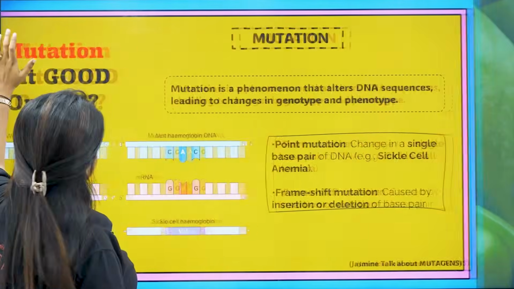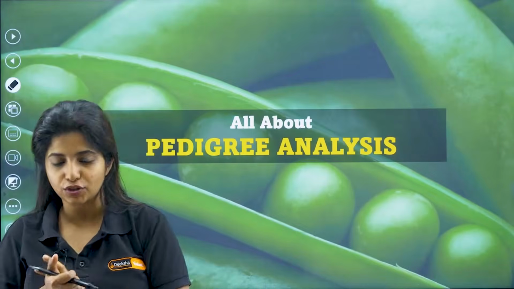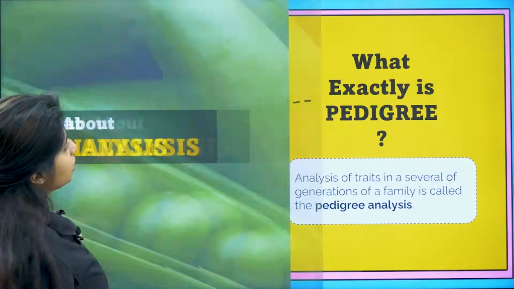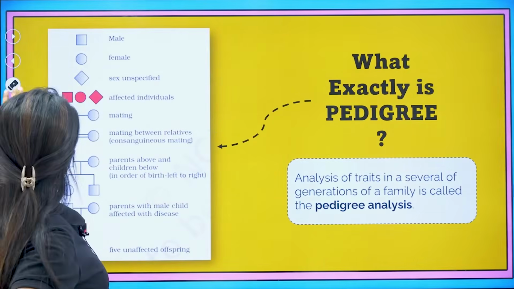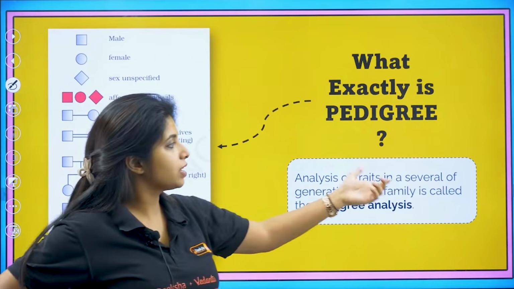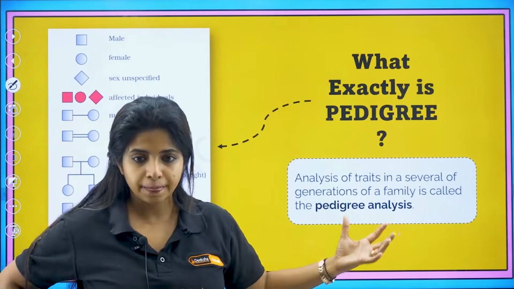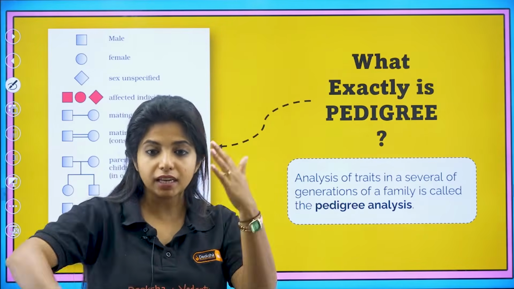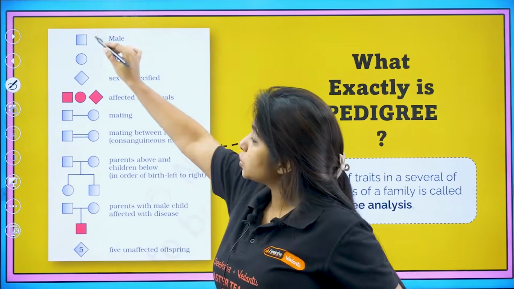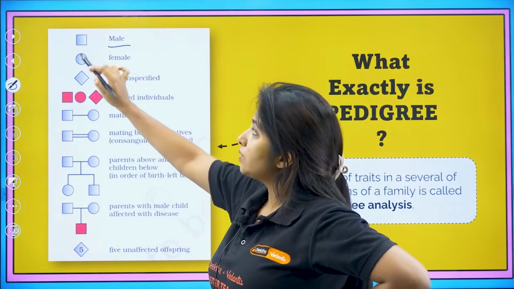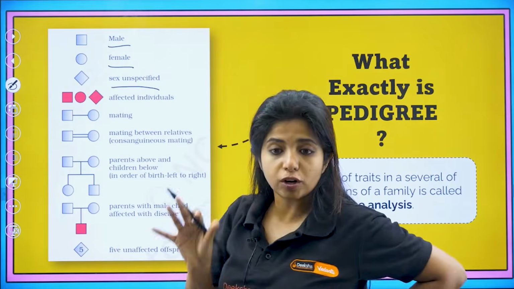Okay, now going ahead, talking about pedigree analysis. So what exactly happens over here? What exactly is a pedigree? Pedigree analysis means analysis of a trait over several generations of a family. You are analyzing a trait in each of the generations, and you need to know all of this. Whenever there is a square, it means it's a male. Whenever there is a circle, it means it's a female. Whenever it's a shape like this, that means sex is not specified.